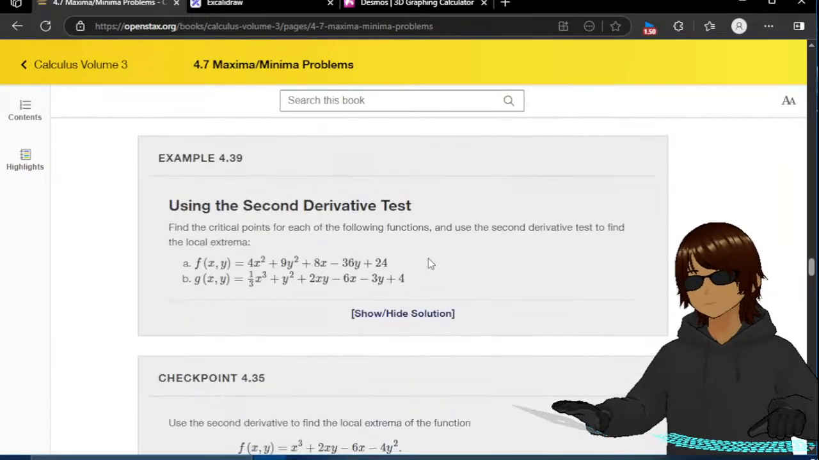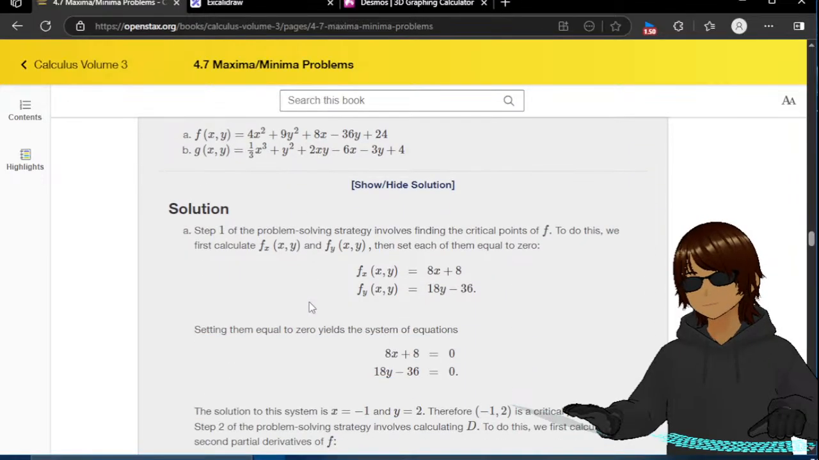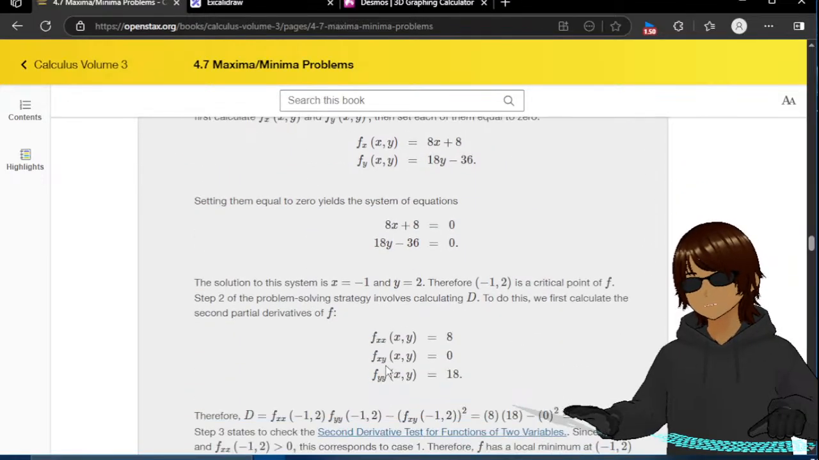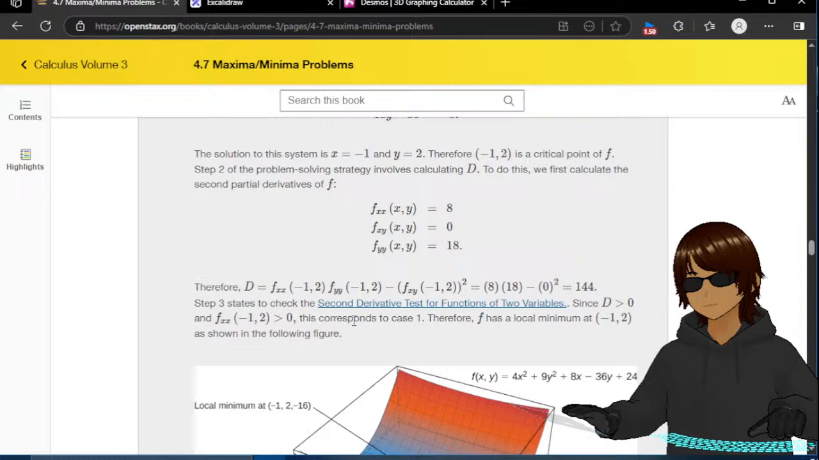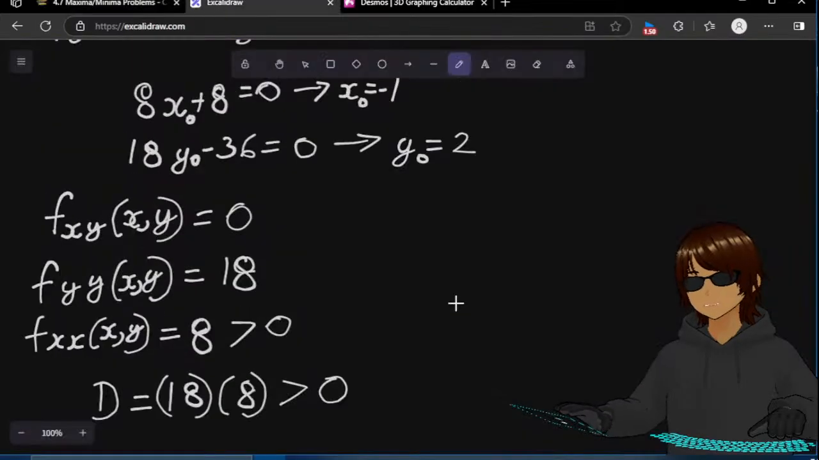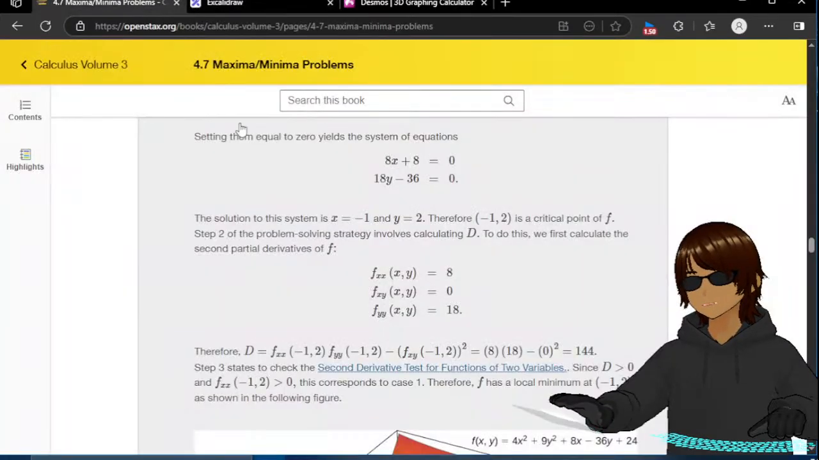A local minimum. So is that correct? Yeah, a local minimum at negative 1 and 2.